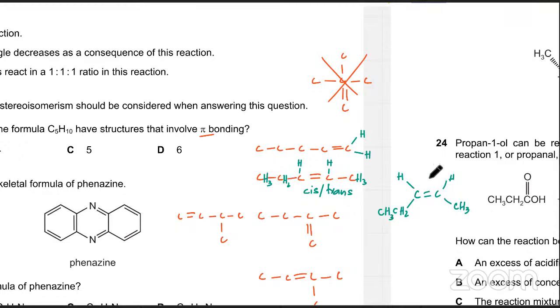This would be your cis version. And there's going to be another one that's going to be your trans version, where the H and CH3 are pointing in opposite directions. The CH3 is pointing upwards, the H is pointing downwards. So this one will be two. There will be two versions of this, one cis and one trans.